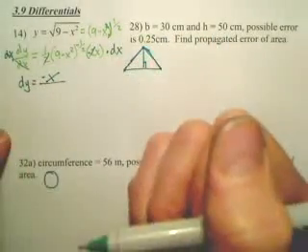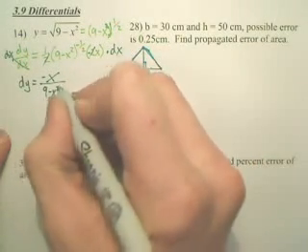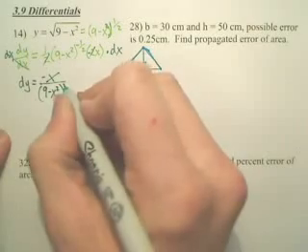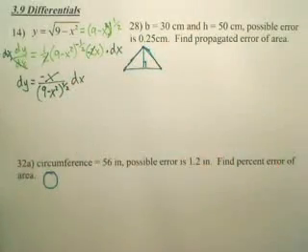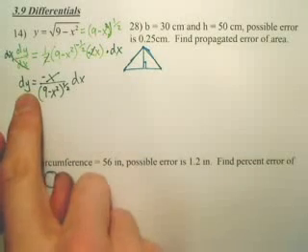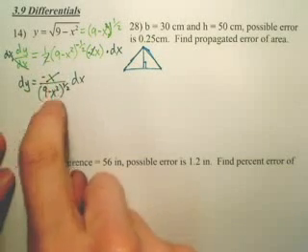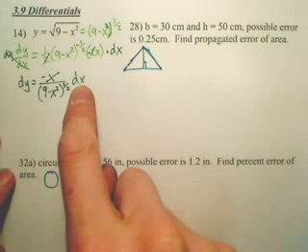So that'd be negative x over (9 minus x squared) to the 1/2 dx. That would be your answer. That is a differential. The change in y is equal to this equation, change in x. That's how you say it.